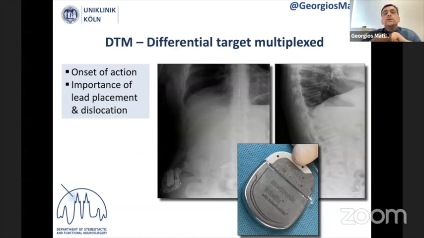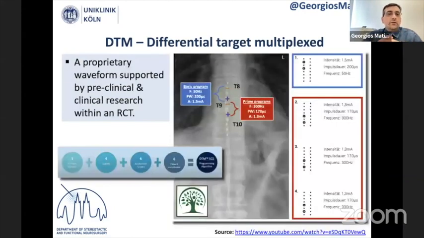One should keep in mind that the onset of action comes not immediately. It could be some hours, it could be up to 2 days. And the placement of the lead is really important. With 2 leads, we should cover the T8 to T10 space. And we have 4 programs that are running parallel. We have a basic program with 50 hertz, and we have 3 prime programs with 300 hertz.